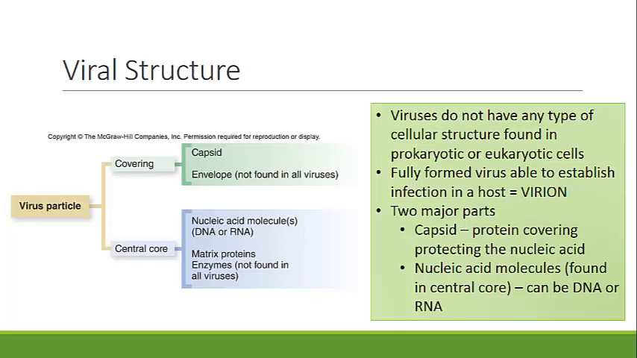And a virion is made up of two major parts. We have the protein part that's covering the nucleic acid, and that's known as the capsid. Then we have the nucleic acid molecules that's going to be in the center and the core of the virus, and those can be DNA or RNA, as I mentioned earlier. So basically, it's going to be a really simple model for virus structure. You're going to have this central nucleic acid surrounded by this protective protein coat called the capsid.